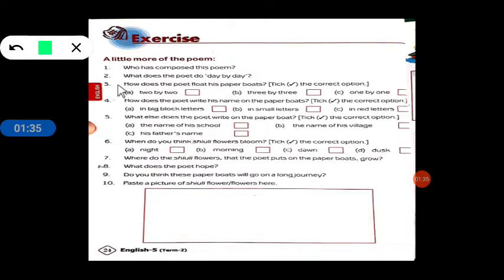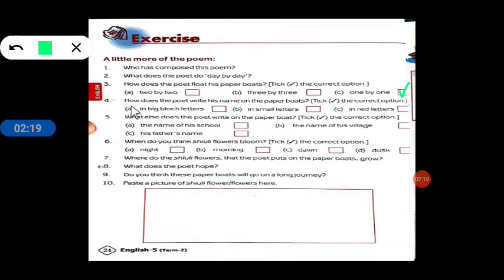Then the third one is an MCQ. How does the poet float his paper boards? A, 2 by 2; B, 3 by 3; or C, 1 by 1. Yes, the answer is C, 1 by 1. He floats his paper boards one by one. Option C is the right one.